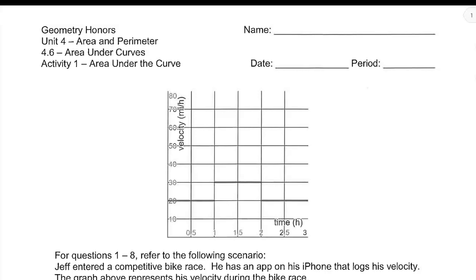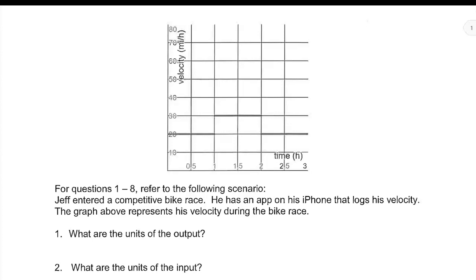Section 4.6 gives us a chance to look at area in a different setting. So we're going to call this area under curves. My first example goes like this.